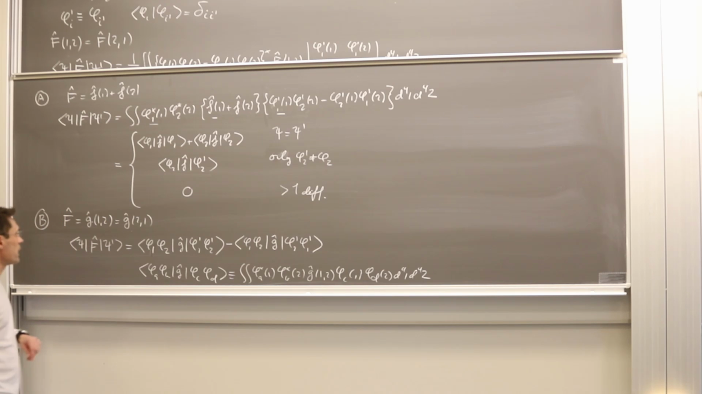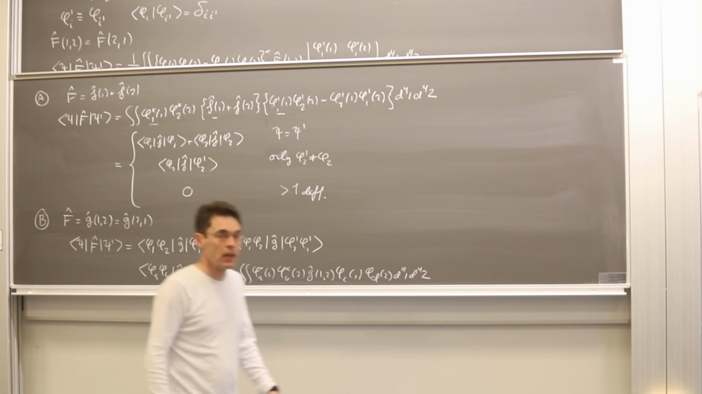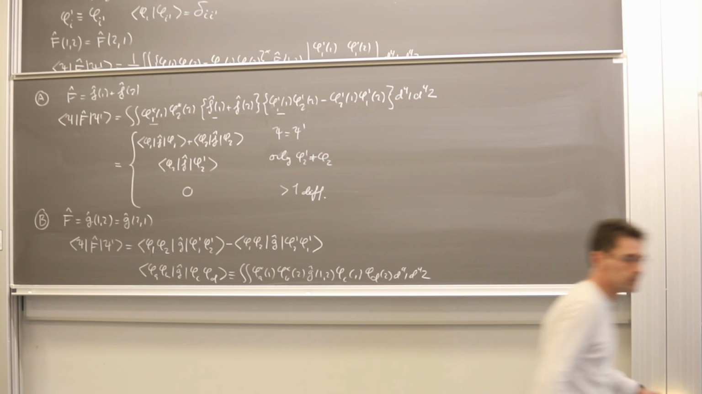Right. That is as far as we can get in the two-body case, two-electron case. Now we will try to generalize this to the case where there might be actually n electrons. So let me switch the blackboards.